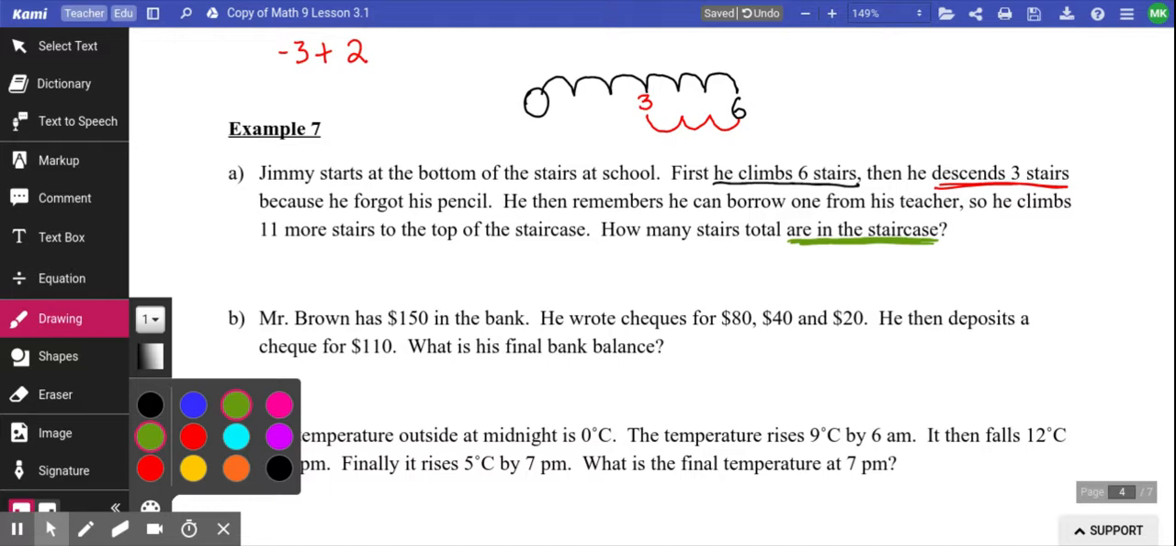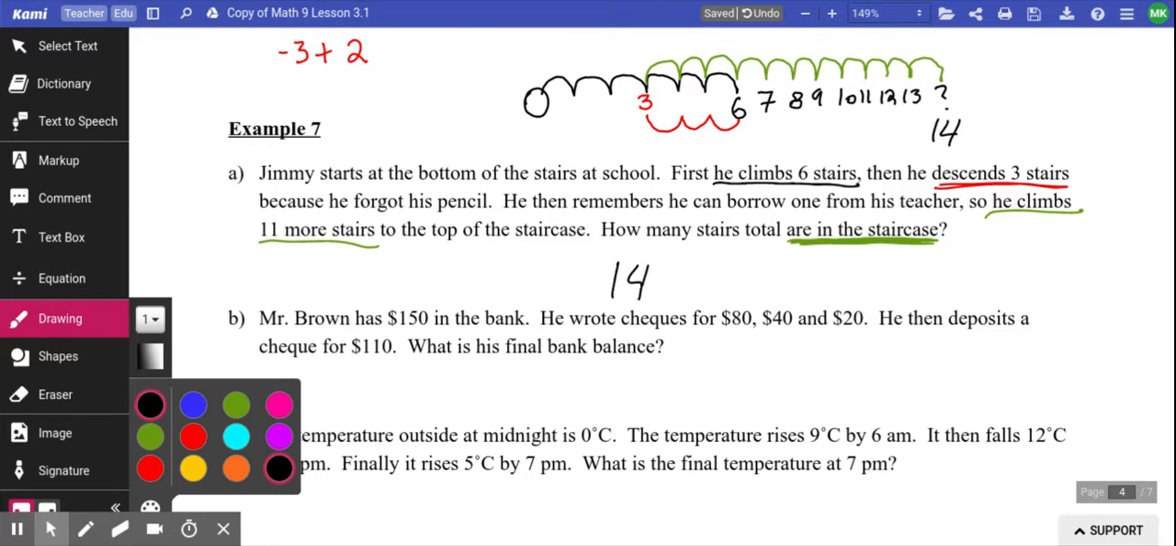Then he realizes he can go back to class, so he climbs 11 more. So then he goes 11 more. 1, 2, 3, 4, 5, 6, 7, 8, 9, 10, 11. Your job is to figure out what number that is. It's 14, which I agree. So if this is 6, that would be 7, 8, 9, 10, 11, 12, 13, 14. There's 14 stairs total.